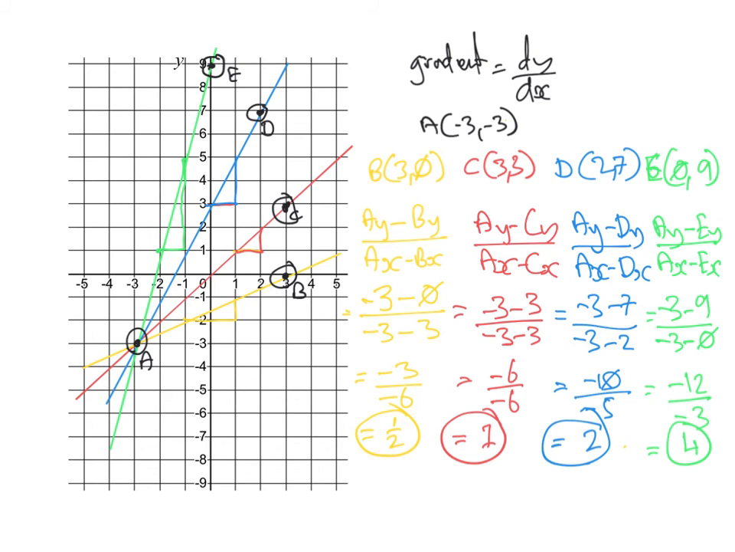So that is why the greater the number, the steeper the line. If it's positive, it's sloping uphill, and if it's negative, it's sloping downhill. Now that just leaves us 2 special cases to consider.